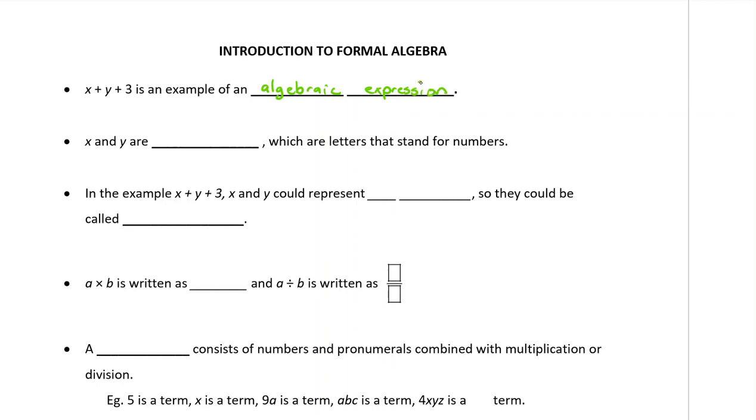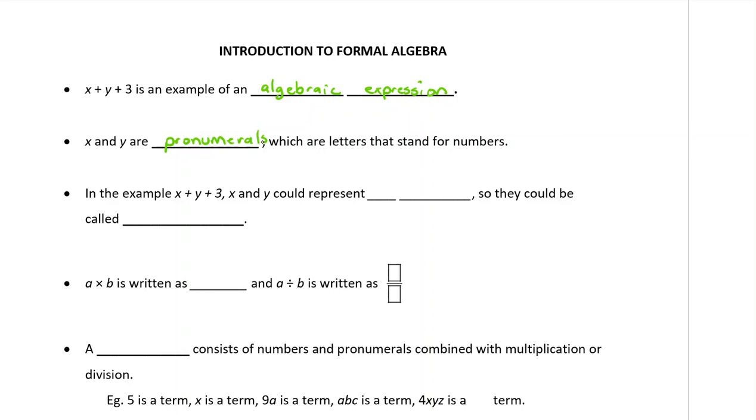Algebraic just means algebra, and the word expression is a name that we give to things in algebra that look like this, where they have a few things maybe added or subtracted together. Some are letters, some are numbers, could be a mixture of all sorts of things. The x and the y are pronumerals. Okay, that is a fancy word. Again, it's a mathematical word, but it just means the letters. It's just the letters that we use in algebra.